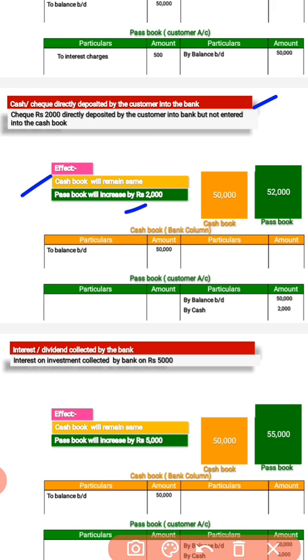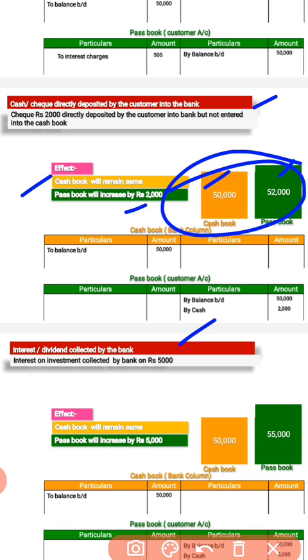Example, check of rupees 2,000 directly deposited by customer into the bank but not entered in the cash book. Cash book will remain same, but the bank balance will be increased by 2,000 as customer has directly deposited in our bank account. So bank balance is 52,000 and our cash balance is 50,000. Reason for difference between cash book and bank statement.